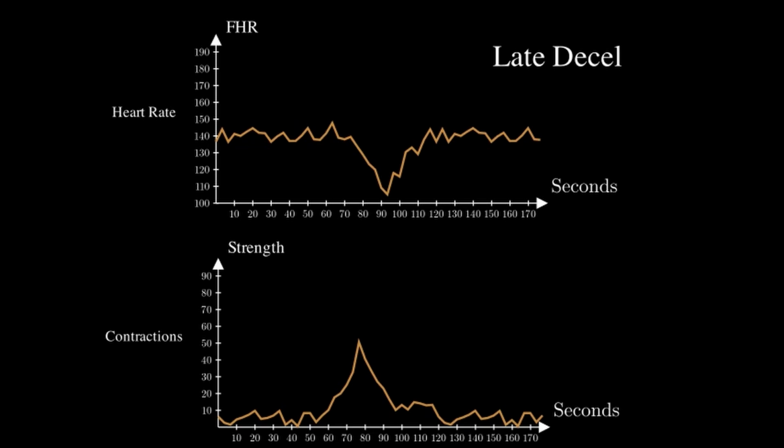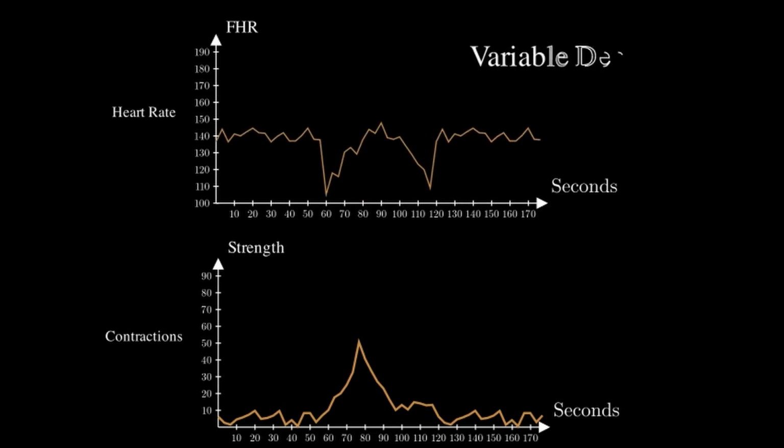Now, let's compare that deceleration to this new waveform. Here, we have an early deceleration. We know it's an early deceleration because the nadir occurs exactly along with the peak of the contraction. Again, like a late deceleration, this early deceleration lasts greater than 30 seconds. Our final type of deceleration is a variable deceleration, and these decelerations can occur anywhere along the waveform. They do not need to correspond with any peak contractions. Variable decelerations are also unique in that they last less than 30 seconds.